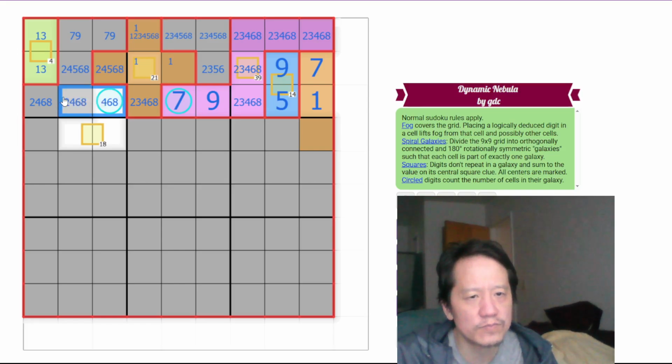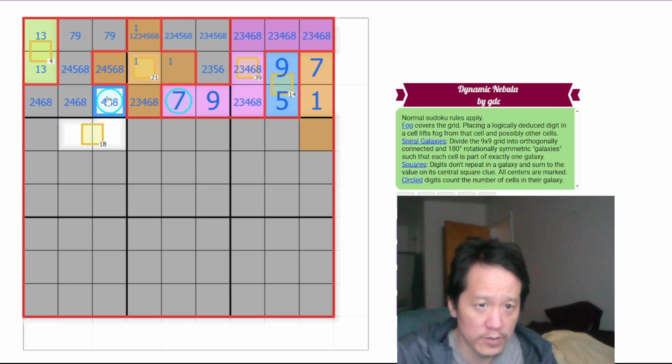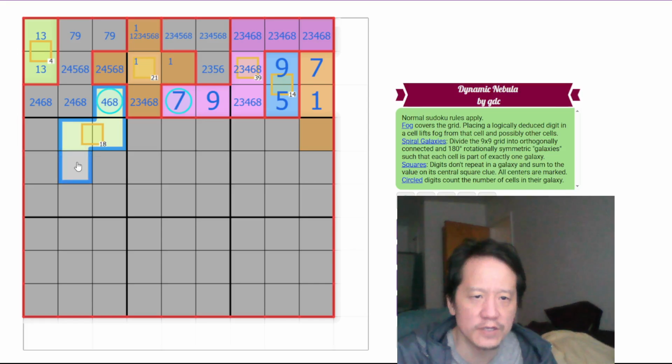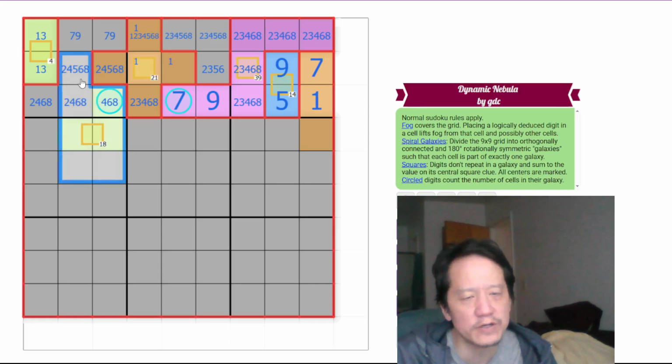4, that doesn't work, without going here. This doesn't work. This doesn't work. Yeah, it just can't be 4 there. 6 doesn't work either without going here. How is this 180 degree symmetric? This has to be part of this galaxy here. So it's 4 or 6. It cannot be 8. Actually, it could be 8. No, but it adds up to 18. Therefore, it can't be 6 or 8. This is 4.